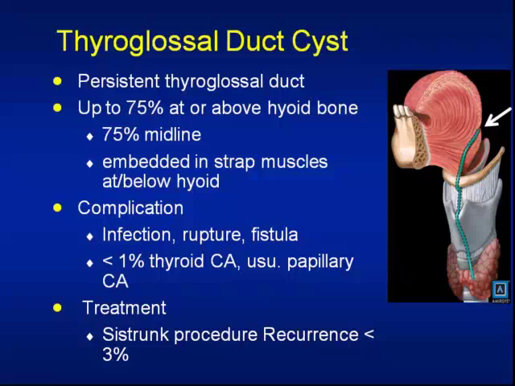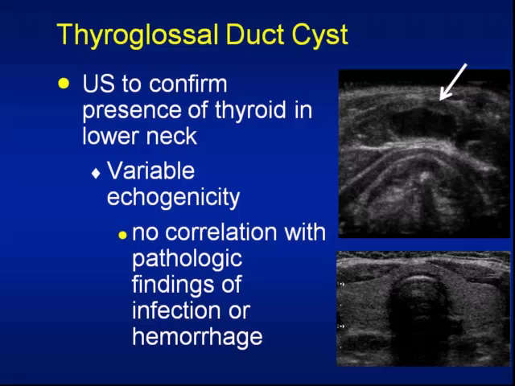So we treat them. And how do we treat them? We take out the entire tract. Not we, but the otolaryngologists take out the entire tract from the base of the tongue, the foramen cecum. They also take out a little bit of the midline hyoid, so on a post-op image, you'll be missing that midline hyoid. And that gets recurrence down to less than 3%. There's still a risk of recurrence even if you do the Sistrunk procedure.